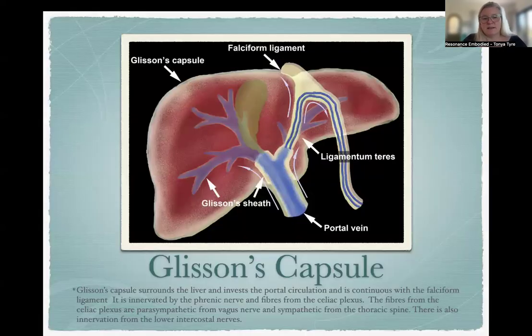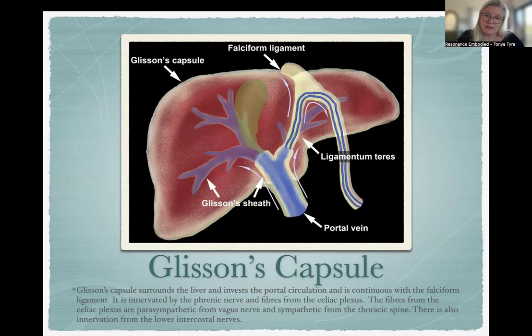This is a great little picture I found online for demonstrating Glisson's capsule. And basically the falciform ligament and Glisson's capsule are continuous. And Glisson's capsule actually goes down and invests the portal circulation coming into the liver. And so it's just another way that the tissue continues.